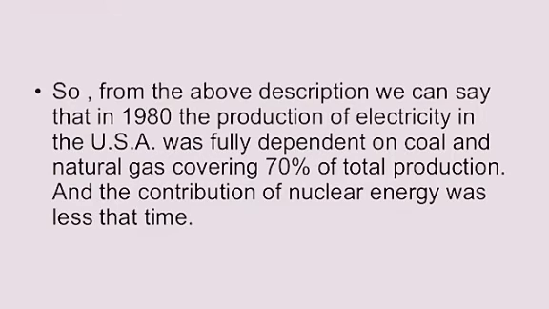So from the above description, we can say that in 1980, the production of electricity in the USA was fully dependent on coal and natural gas, covering 70% of total production. My dear students, you can remember what their contribution was, 46% and 24%, and so in total 70% is their contribution. And the contribution of nuclear energy was less at that time. I think you can remember the contribution of nuclear energy was only 2%. So we can present our comparative picture or summarization of any graph or chart in this way.